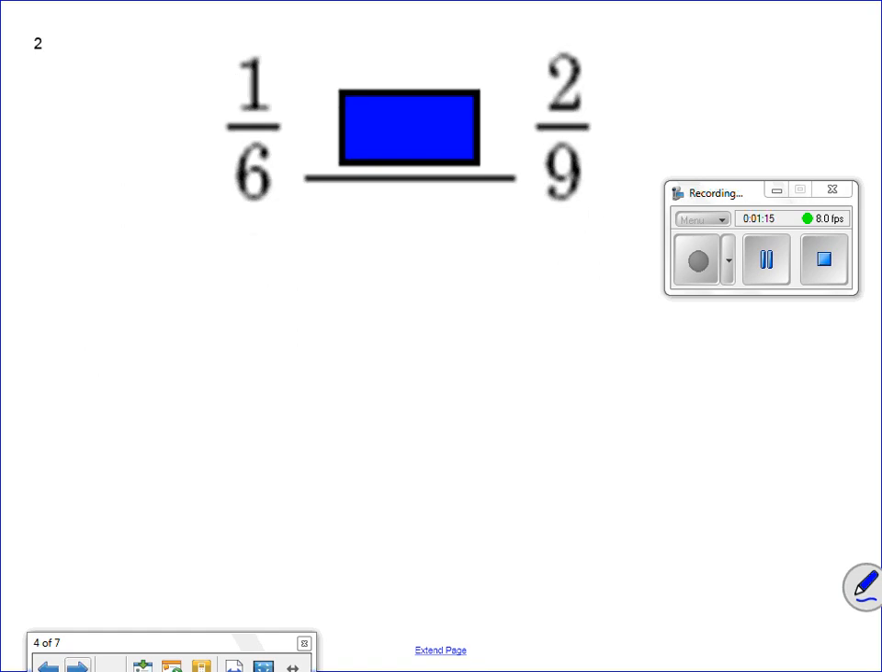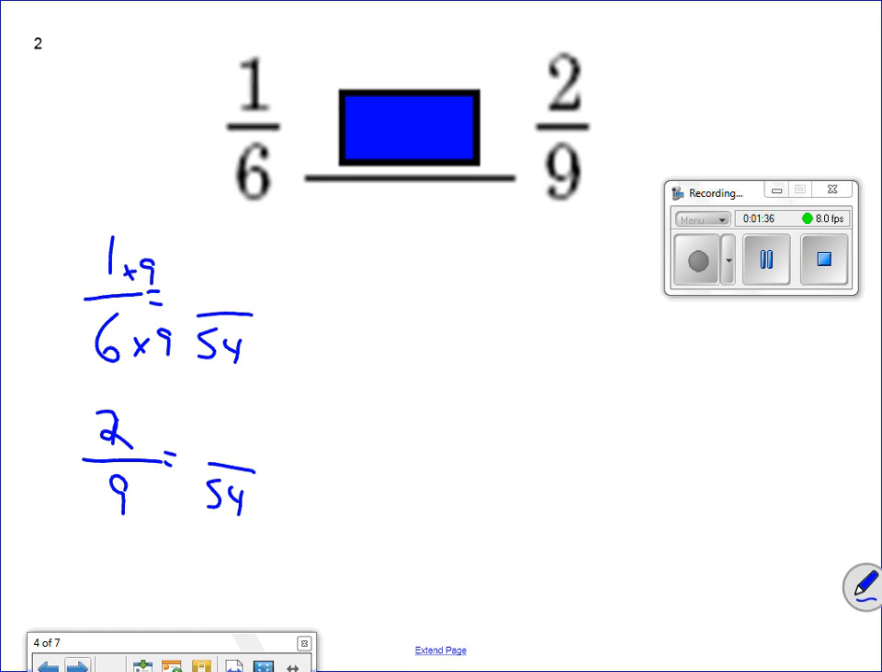Next problem. 1/6 and 2/9. What can 6 and 9 both go into? We know they both go into 54. Let's just put them both into 54. 1/6 into 54, times 9 gives me 9/54. 2/9 into 54, I'm going to go times 6, which gives me 18. 18/54 is bigger, which means 2/9 is larger than 1/6.